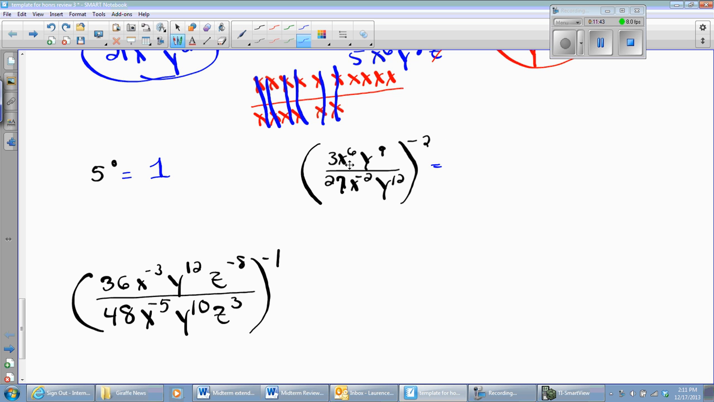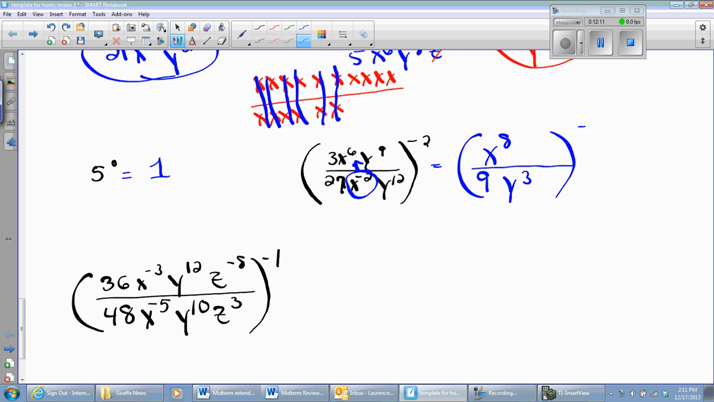First thing I'm going to do, I'm going to simplify everything inside. So I've got 3 over 27. Well, that's going to give me a 9 in my denominator. I've got a negative 2 for an exponent. He's going to shoot upstairs. I'm going to have x to the 6th times x to the 2nd, which is x to the 8th. Y to the 9th over y to the 12th is going to give me a y cubed in my denominator.